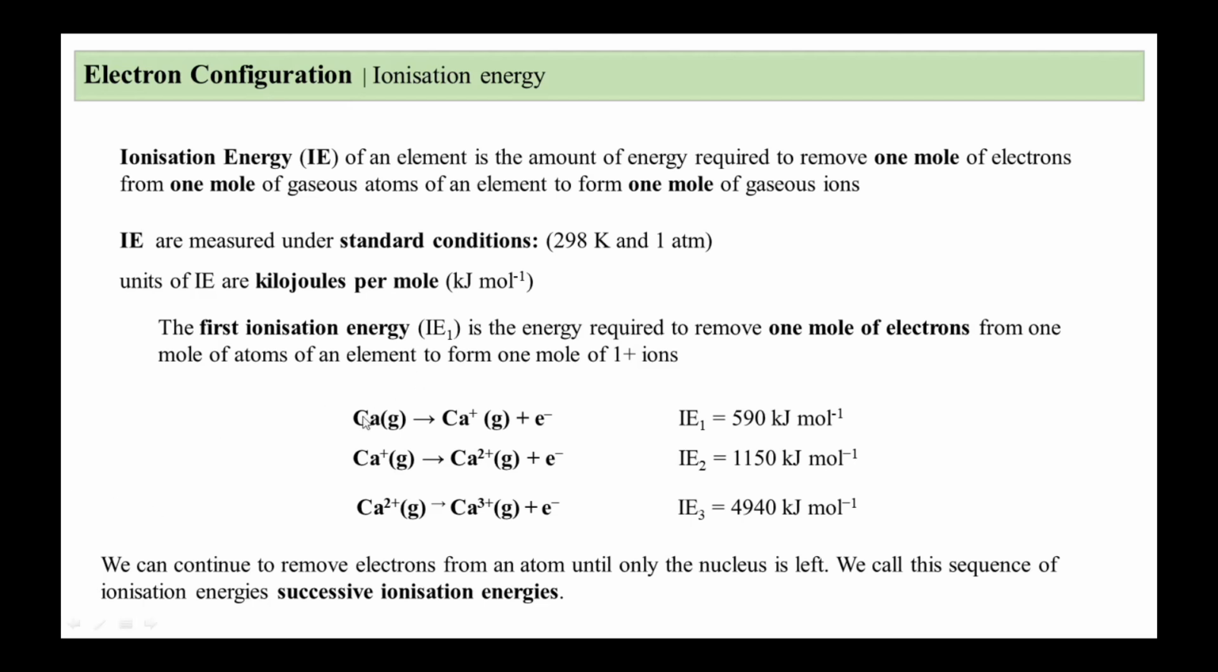For example, the first ionization energy of calcium is this one, which means that we will be removing 1 electron from the calcium atom in its gaseous state to form the calcium cation, or the calcium ion, in its gaseous state. The second ionization energy will be the energy needed to remove 1 electron from the cation Ca+ to form Ca2+, and this is called the second ionization energy. If we want to do the third one, we will be removing 1 electron from the cation Ca2+ in a way to form the cation Ca3+, and so on. So we can continue removing electrons from an atom until only the nucleus is left. We call this sequence of ionization energies the successive ionization energies.